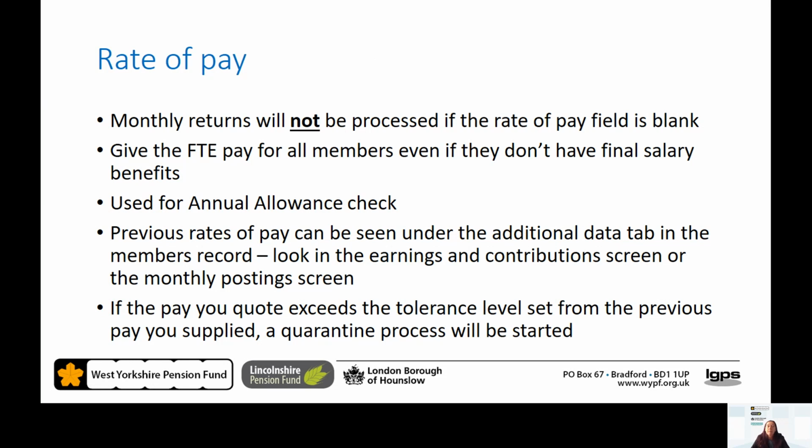So you give the full-time equivalent pay for all members, even if they don't have final salary benefits. This pay is also used for the annual allowance check. You can look back at previous rates that have been submitted on the monthly return if we've had any, and they can be seen under the additional data tab in the member's record through the employer portal. So if you go to the additional data tab within the member's record, look in the earnings and contributions screen or the monthly posting screen, and you'll be able to see what rate of pay we've used in any previous years.